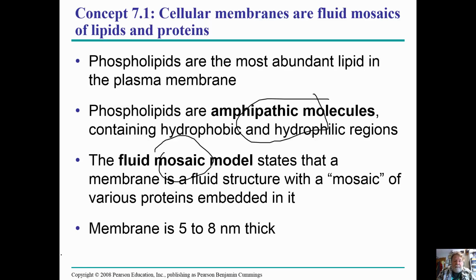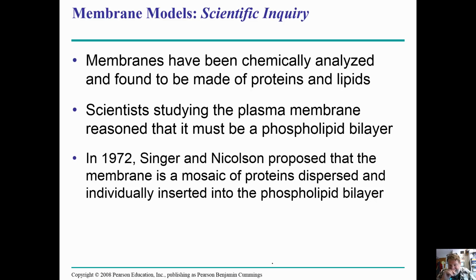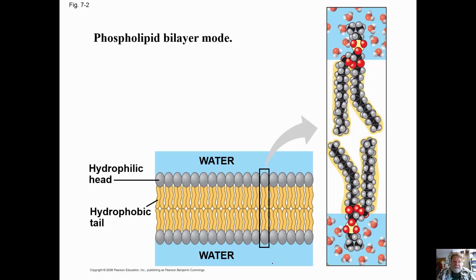These membranes are about 5 to 8 nanometers thick, and so think about a cell like E. coli being basically 1 micrometer across. So not a lot of that structure is taken up by the plasma membrane. Again, that was a little bit of the history of our thought on what membranes were. I covered it a little bit in class.